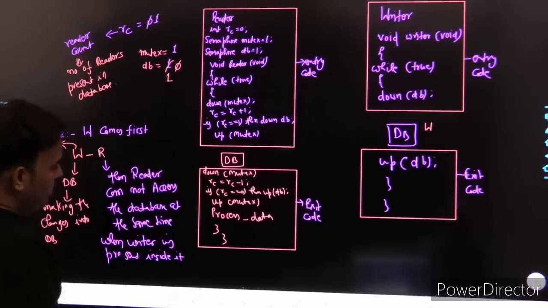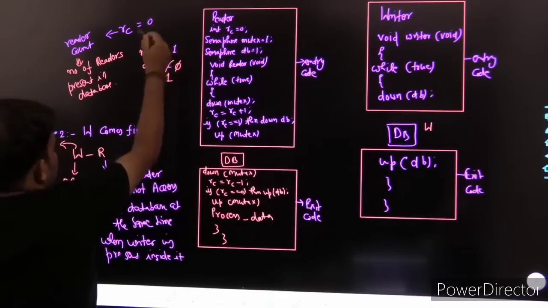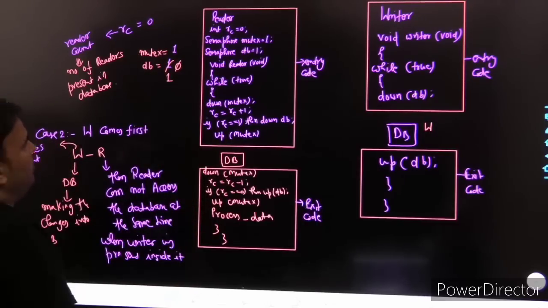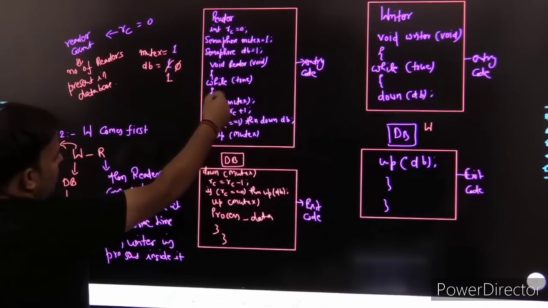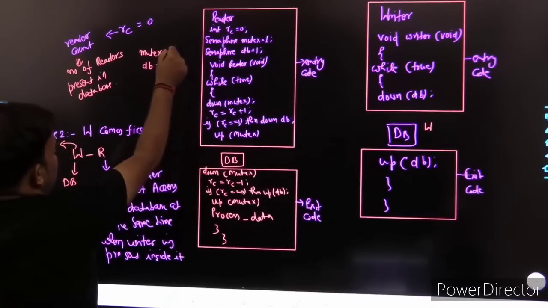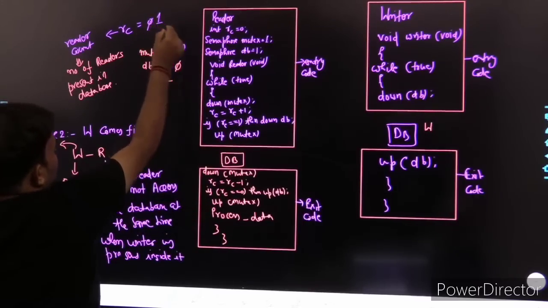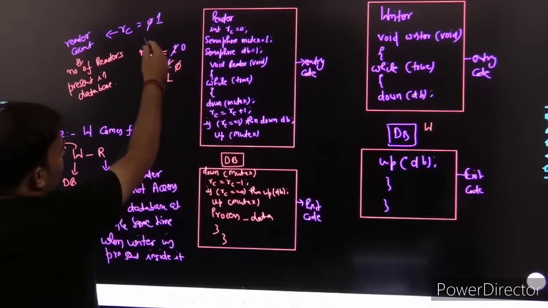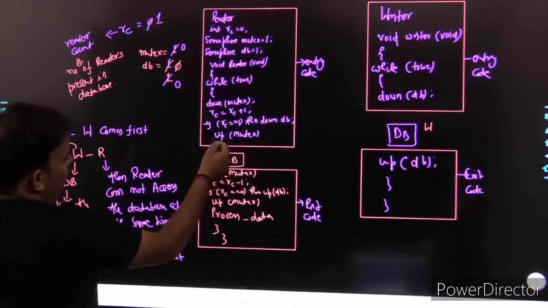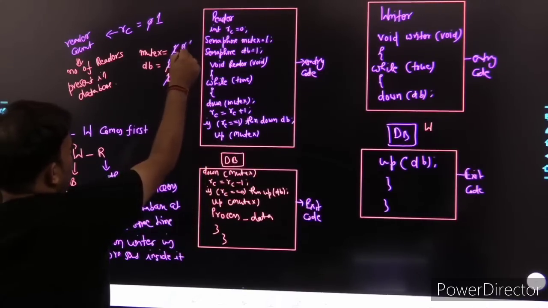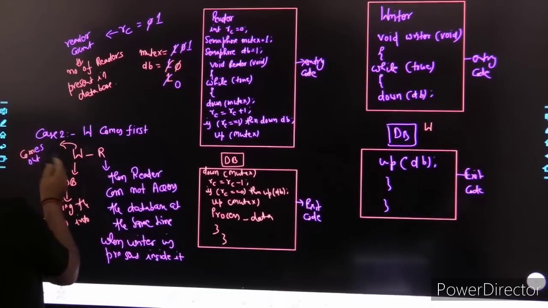So it will execute this code. Integer rc, down of mutex, so 1 becomes 0. Then rc equals rc plus 1, which is 1. If rc equals 1, then we can perform the down of db operation. Then we need to make up of mutex 1. Now this reader can enter into the critical section when W comes out.